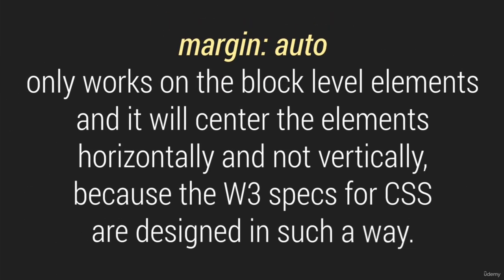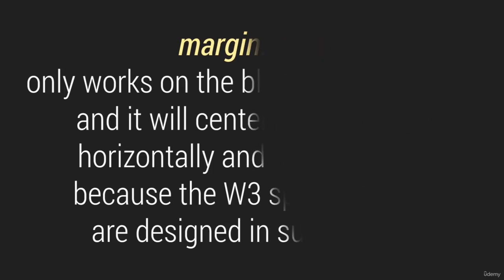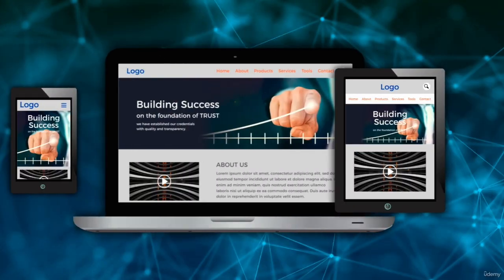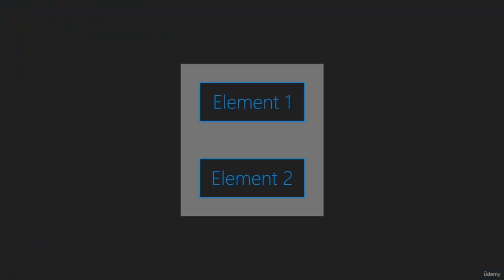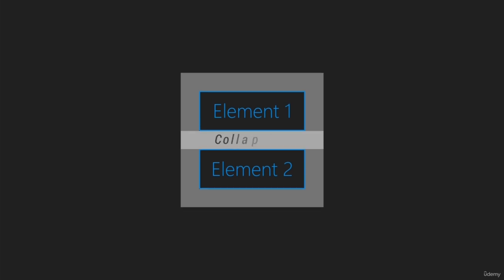But remember that this only works on block level elements, and the auto will center the elements horizontally and not vertically. It does not set them vertically centered because the W3 specs for CSS are designed in such a way. Margin collapsing happens when the vertical margin, that is top and bottom margin of two block level elements, sometimes gets combined, that is collapsed into a single margin.